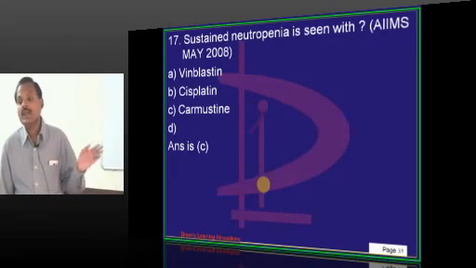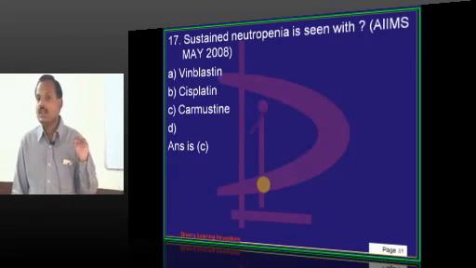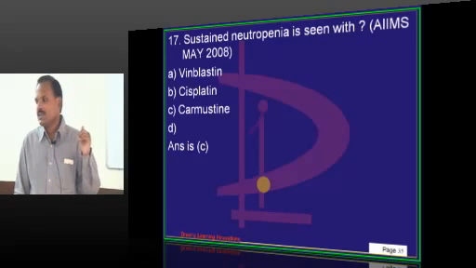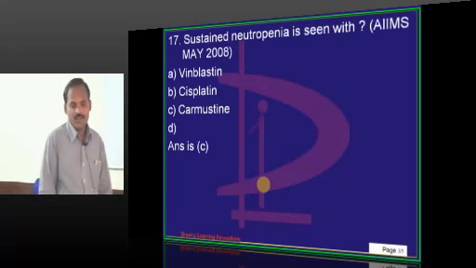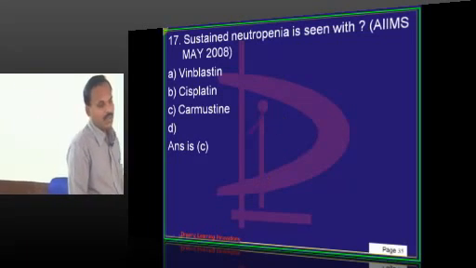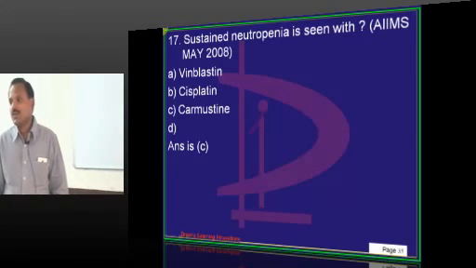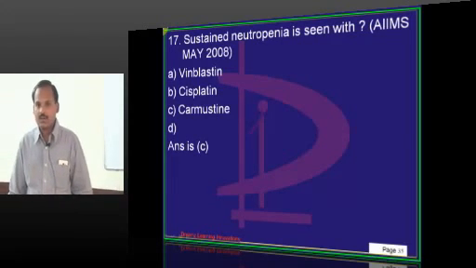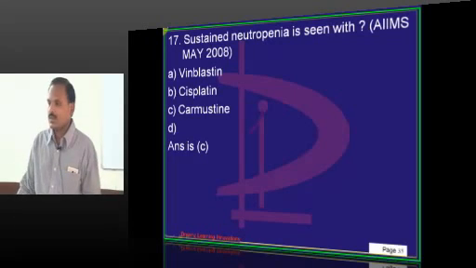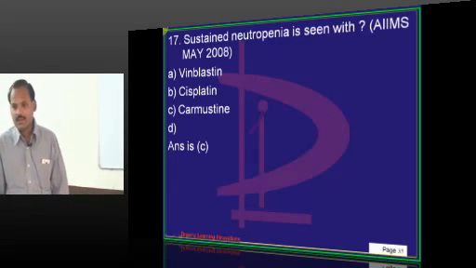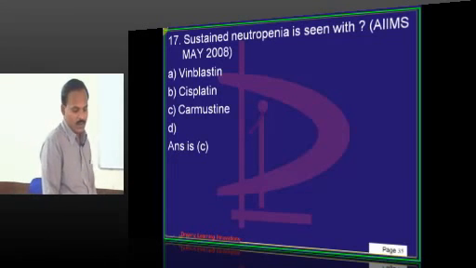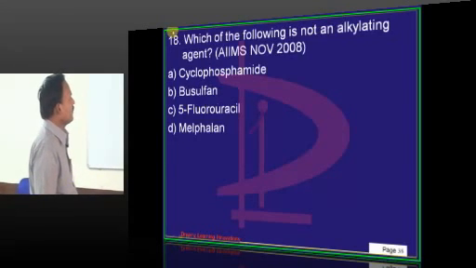Because these drugs are highly lipid soluble, they can easily cross the blood brain barrier, and one of the important uses of these compounds is in the treatment of central nervous system tumors. There is one more alkylating agent which is very much preferred in the treatment of central nervous system tumors, because it can easily cross the blood brain barrier: temozolomide. Temozolomide is one alkylating agent which is preferred in the treatment of central nervous system tumors.